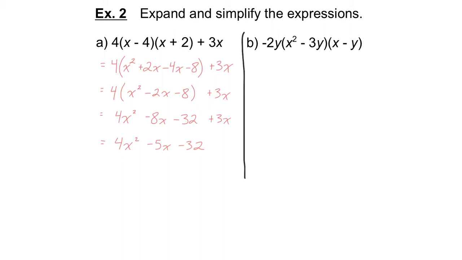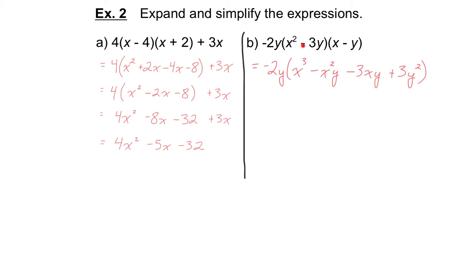Now, the next one. I'm doing the same thing where I'm multiplying the brackets together first. So x squared times x is x cubed. X squared times minus y is minus x squared y. Minus 3y times x is minus 3xy. If you wrote minus 3yx, it's the same thing. I just like to put my variables in alphabetical order.